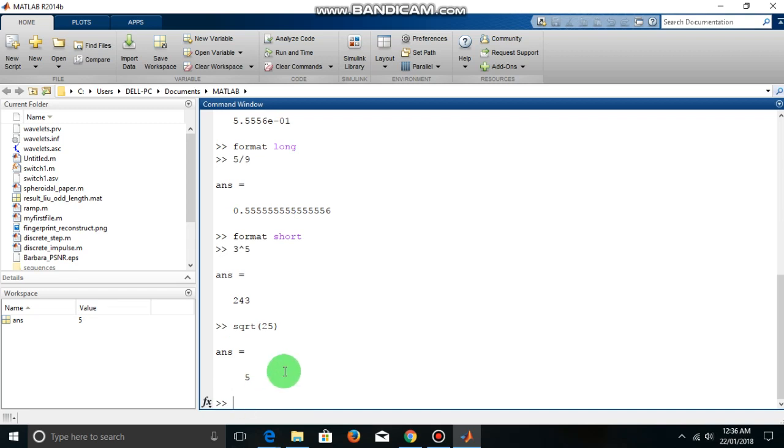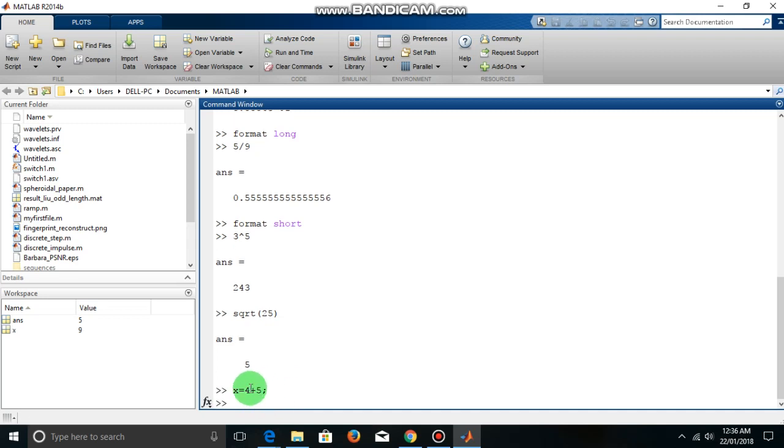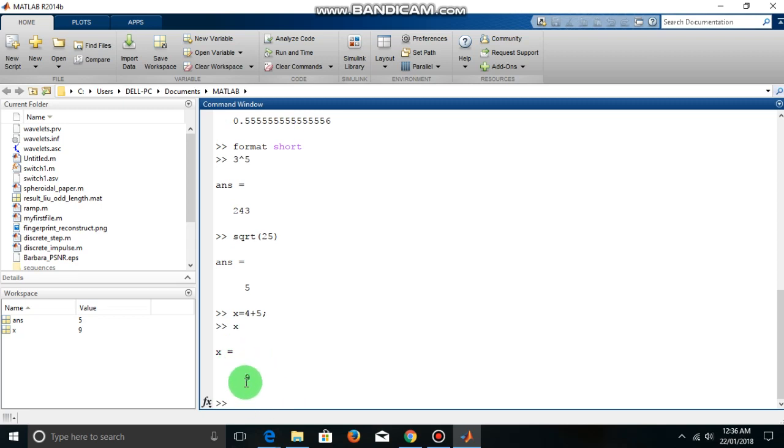Now in case you don't want the result to be displayed here on the command window, we can use the semicolon. For example, if you perform 4 plus 5, say x equal to 4 plus 5, and we use a semicolon, so this calculation will be performed and the value will be stored in x, but it will not be displayed here. You can recall x by just typing x here, and the value will be returned.